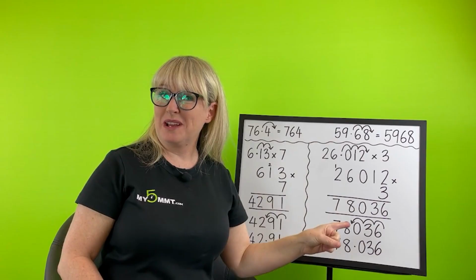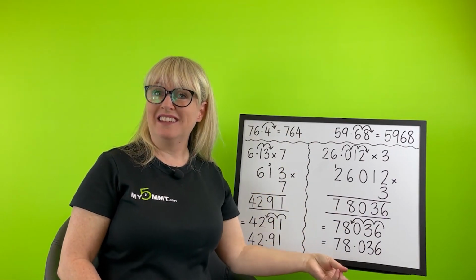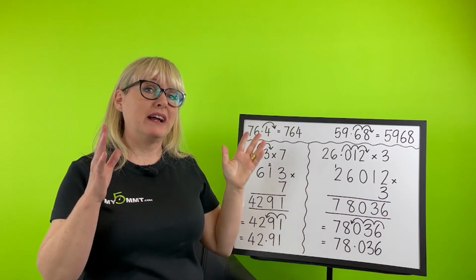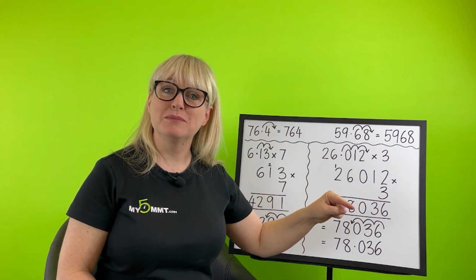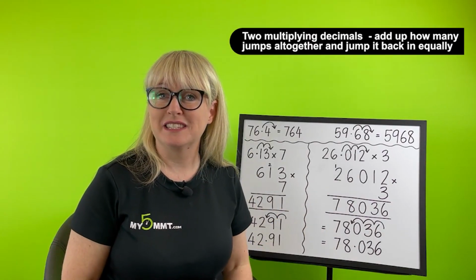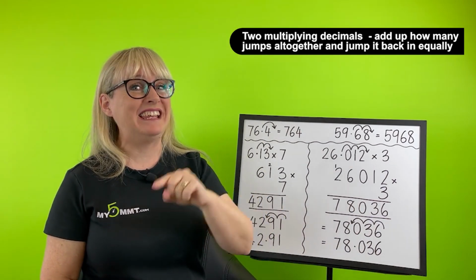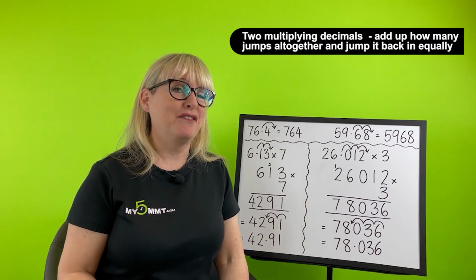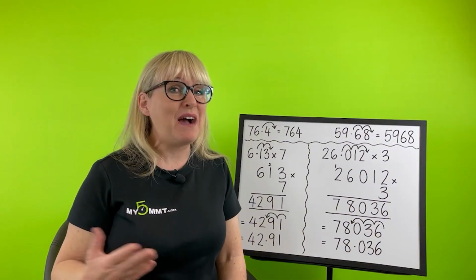If I jumped it out 1 jump, I have to jump it back in 1 jump. If I jumped it 2 jumps out, 2 jumps in. And it's interesting, even when we look at multiplying 2 decimals together, if you have to jump it out of 1 decimal, we only have to jump it back in. But if we jump it out of both of the decimals, we need to add how many jumps we did altogether and jump it back in that many times. So it's an interesting process. It's a more efficient way of doing things, and we can choose how we solve our multiplication then however we like.